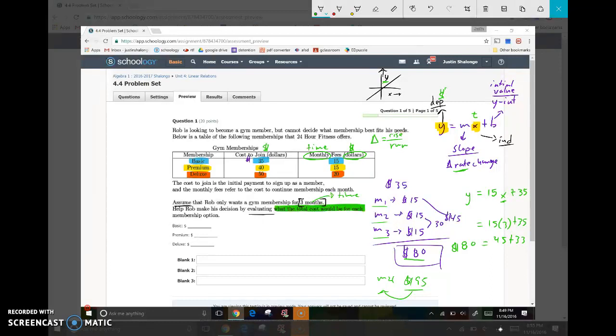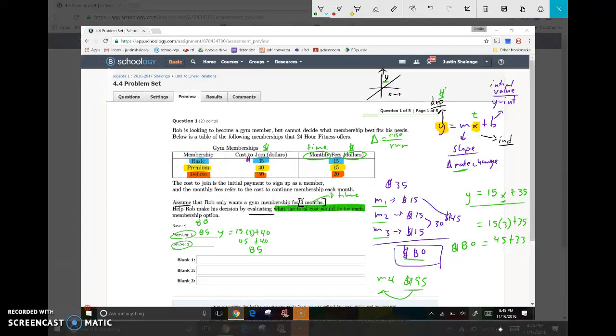So let's go ahead and just use this formula that we've kind of come up with to answer for the premium and for the deluxe. Well, for our premium and our deluxe, the initial value is 40, and the monthly fee, or our rate, is 15, and the time obviously is going to be 3. So let's go ahead and figure out what our total cost is. 15 times 3 is 45, plus 40 is 85. So for a premium membership, we're going to have to pay 85. For our basic, we're going to have to pay 80.